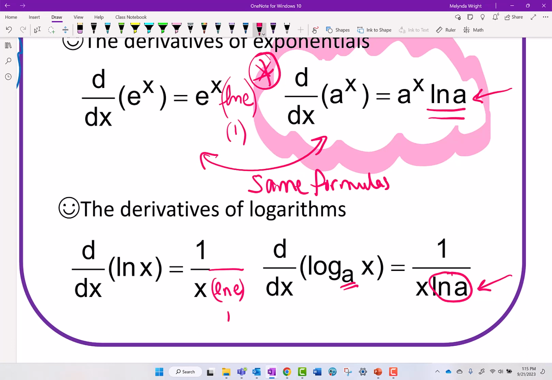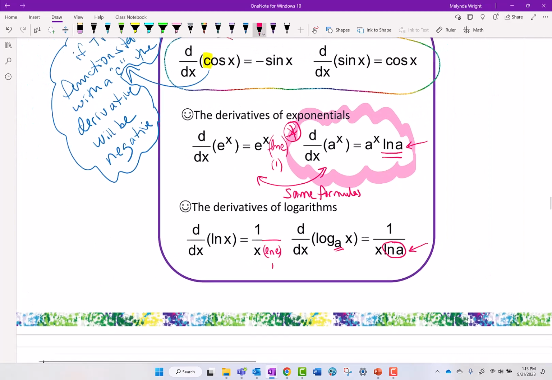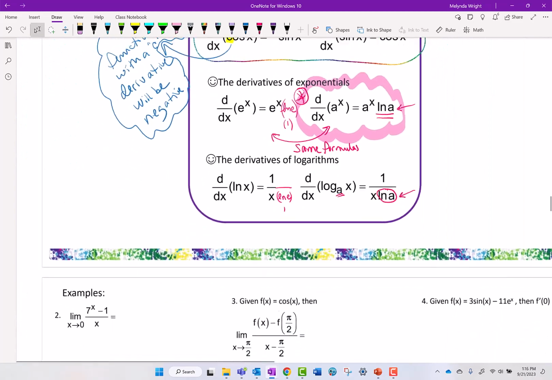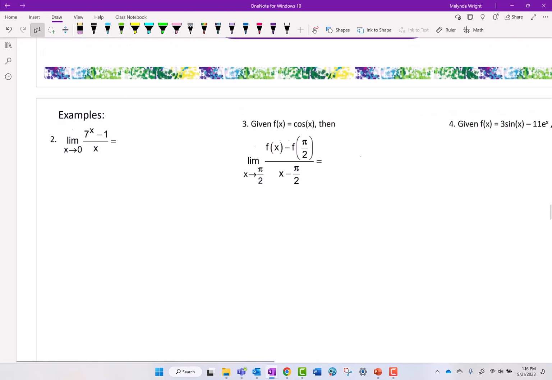Okay. Questions on those formulas? So those are 6 new formulas for us. So let's practice using them. Let's go. We've got a few examples.